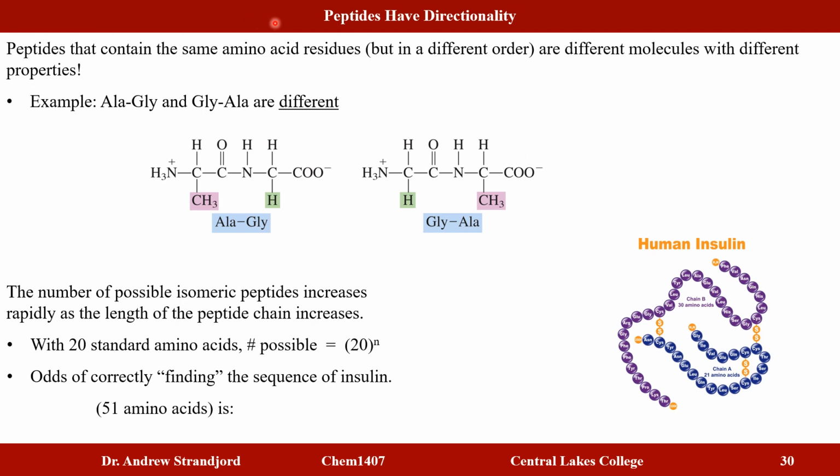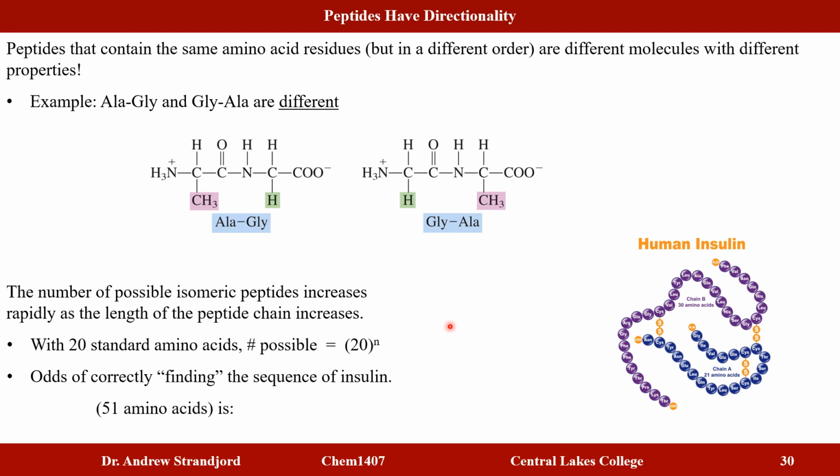Because we give unique names to unique peptides, and because peptides have directionality, depending on which amino acid residue is the N-terminal amino acid and which is the C-terminal amino acid, there could be differences. For example, here I have alanine and glycine, where alanine is my N-terminal amino acid and glycine is my C-terminal amino acid. That's different than a polypeptide where I have the glycine amino acid residue on the N-terminal end and my alanine amino acid residue on my C-terminal end.